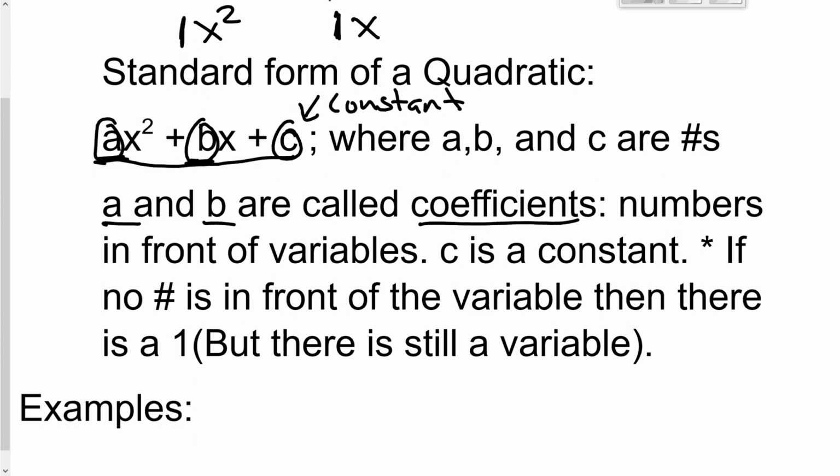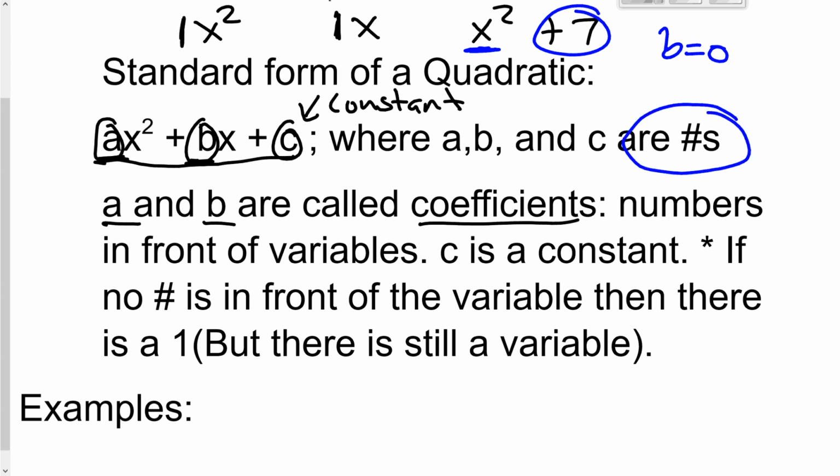If there is no variable term, like say it's just x squared plus 7, then this would be our constant, and this would be our quadratic term. Okay, then I would have no b. b would equal 0. Now remember, a, b, and c are numbers. They are numbers. Okay, my b doesn't have an x in it. My a doesn't have an x squared in it. A, b, and c are just numbers. Okay, just numbers.